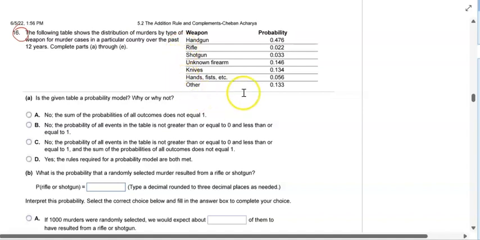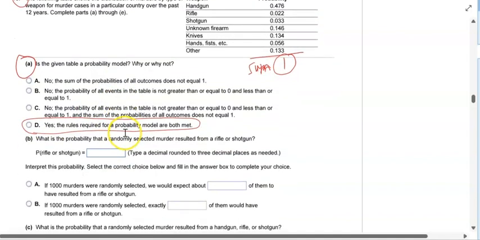Okay, and this is the outcome. This is the probability. And the first question is, is the given probability a model? Why or why not? Yes, it is, because the sum is 1. The sum of the probabilities is 1, and each probability is between 0 and 1. In other words, it is a probability model because both rules required for a probability model are met.